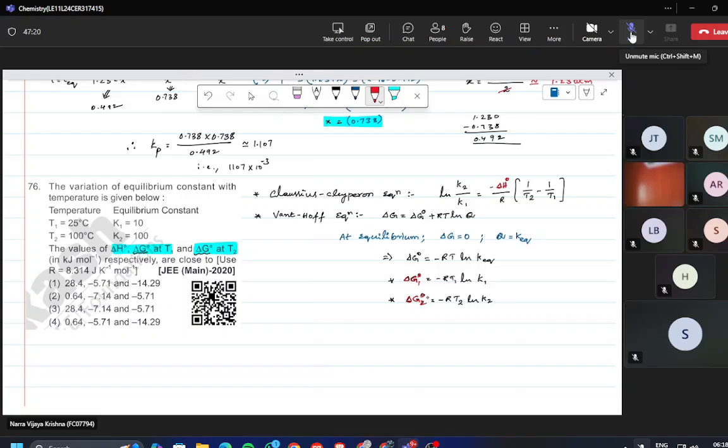Hey, what is this K, man? Here it is 10, here it is 100. I am increasing temperature and I am increasing K equilibrium, so what happens to delta G? Delta G is this value, na? This increases, so this becomes more negative, right? So at T2, it should be more negative. So this value must be more negative than this. Correct?